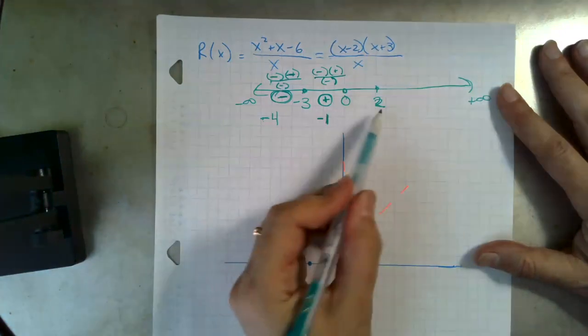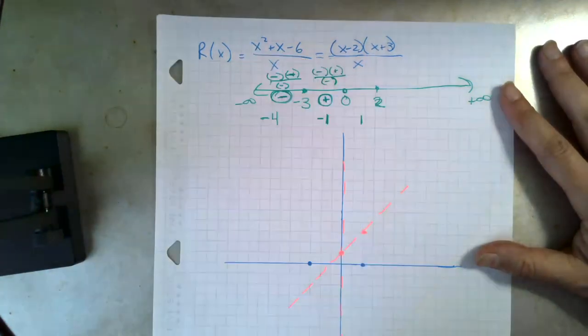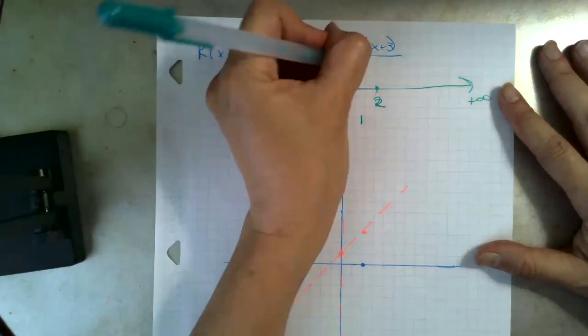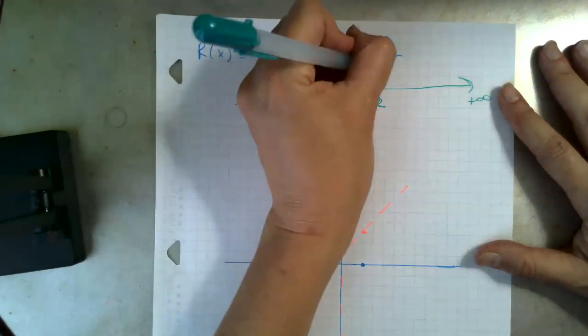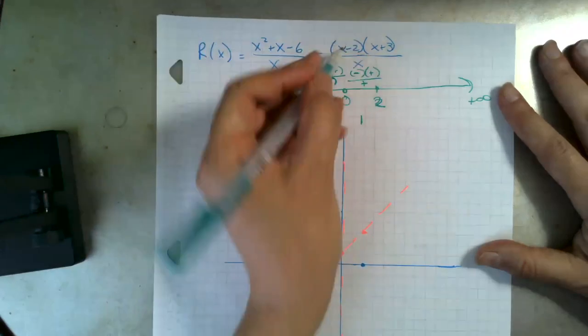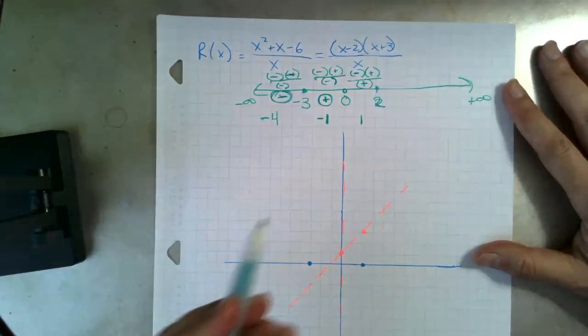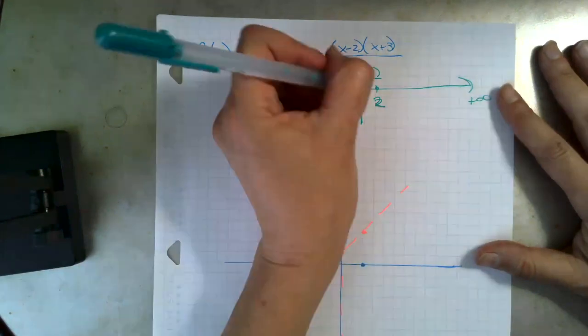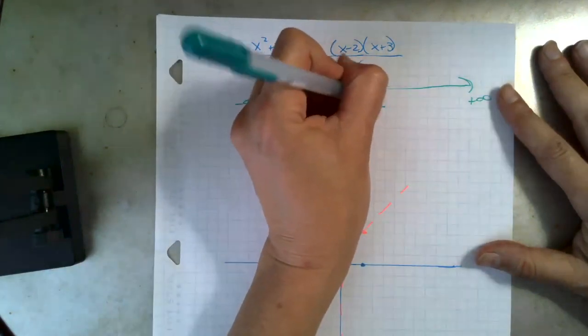Okay, 0 to 2, I'm going to try 1. 1 minus 2, that's a negative. 1 plus 3, that's a positive. 1, that's a positive. A negative times a positive is a negative. Divided by a positive is still a negative.